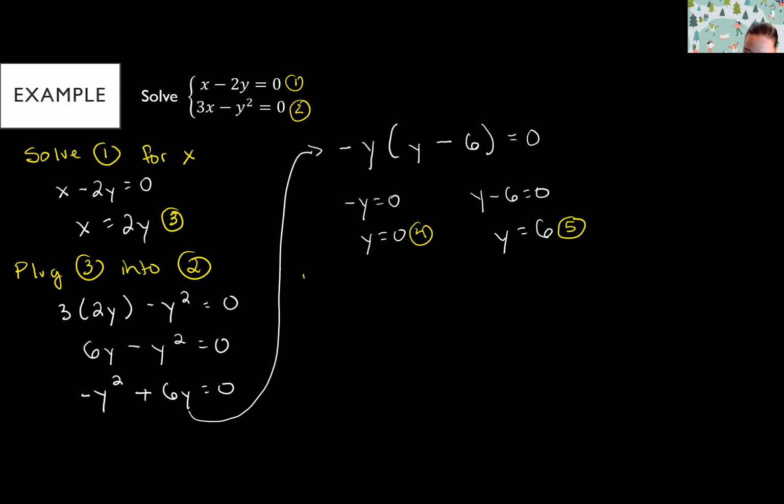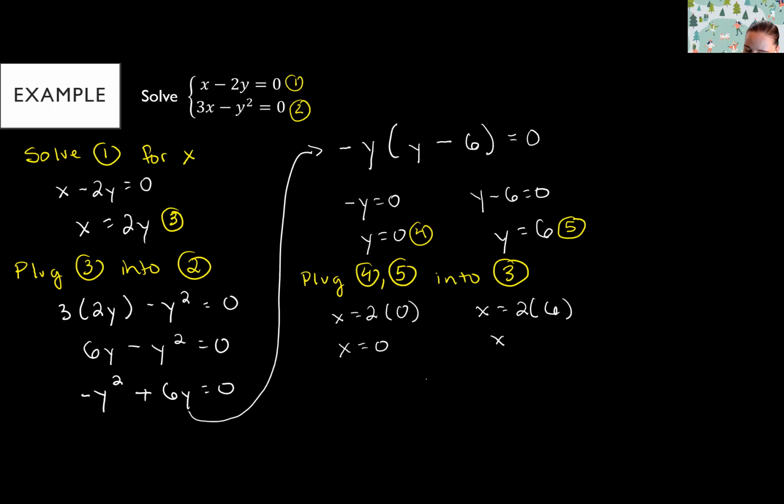And so now we are going to plug 4 and 5 into equation 3 because that's solved for x and we need to find the x values. So we have x equals 2 times our first y, which is 0. So we have x equals 0. And then we have x equals 2 times y and use the 6. It gives us x equals 12. So your ordered pairs are 0, 0, and then 6.